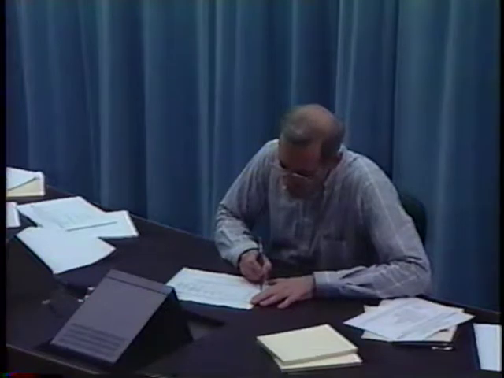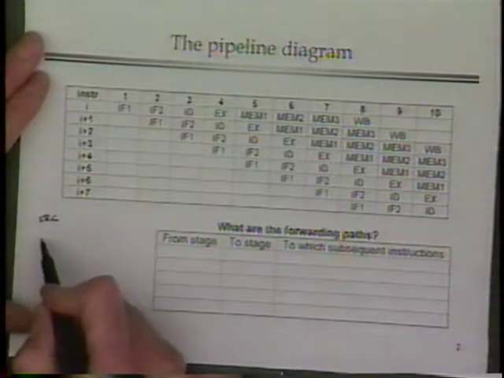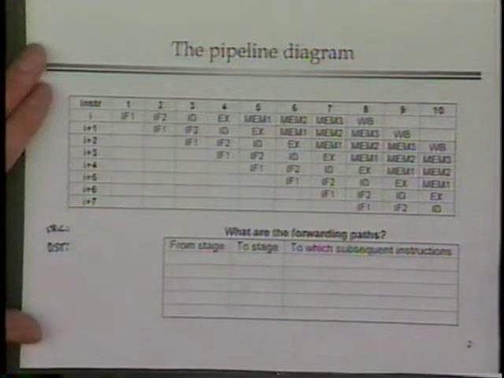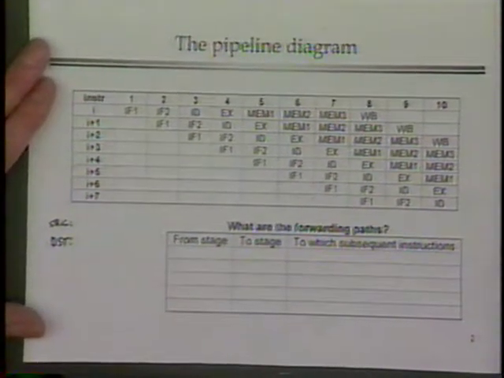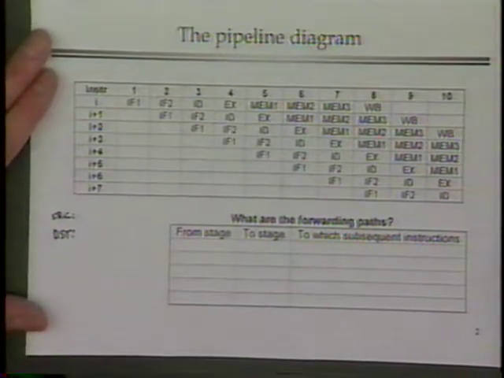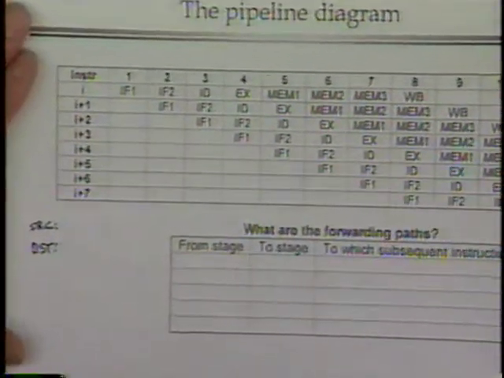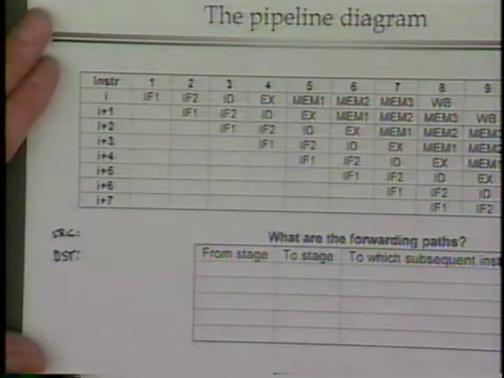Okay, let's do the same kind of thing we did before. We have to decide what the sources are and what the destinations are for things in this pipeline. What other sources? Anybody? What stages? A little bit of audience participation here.